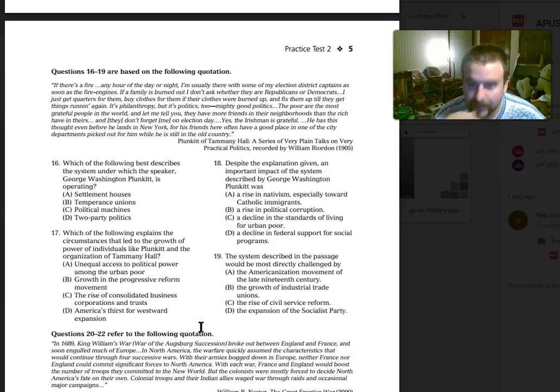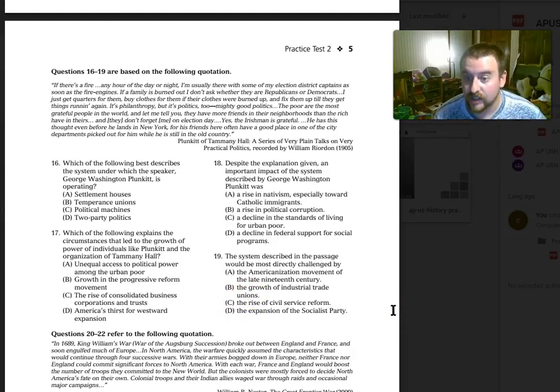Yeah, there is another one. Alright, so 19. The system described in the passage would be most directly challenged by... A lot of people went with trade unions here. In fact, more people went with trade unions than the actual right answer. Alright, so the right answer is going to be the rise of civil service reform.